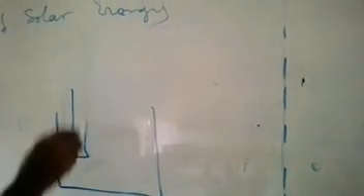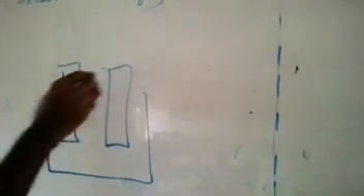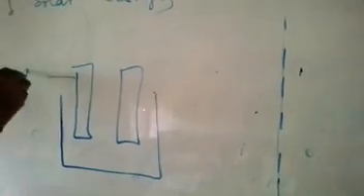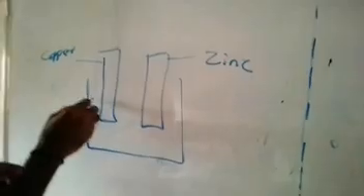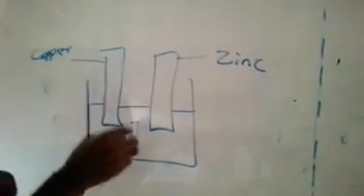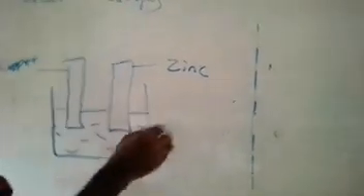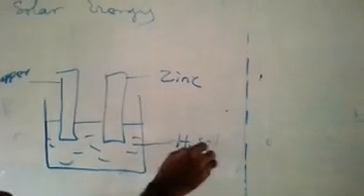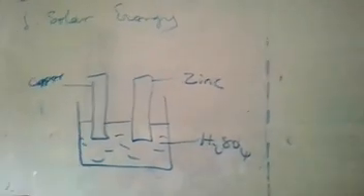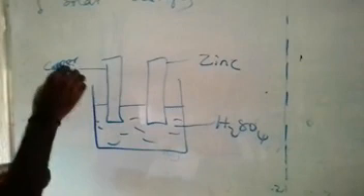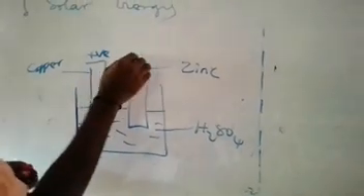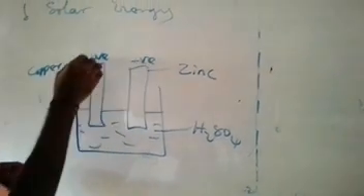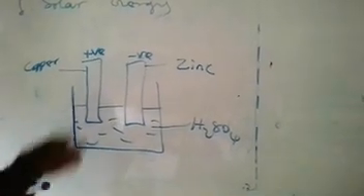We have two metals. We said one is copper and the other is zinc, dipped inside a salt solution. For a simple cell, we make use of sulfuric acid, that is H2SO4, as the salt or as the acid. Then these two metals, copper is known as the positive electrode, zinc is known as the negative electrode. When you see this, it's negative. When you see this, it stands for positive. Copper is the positive electrode.